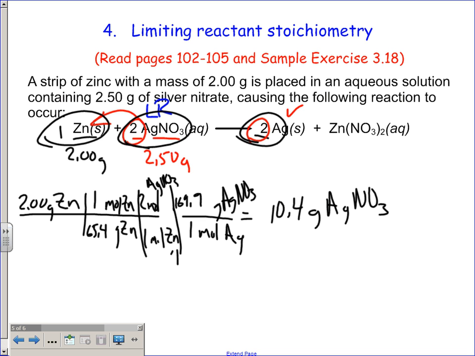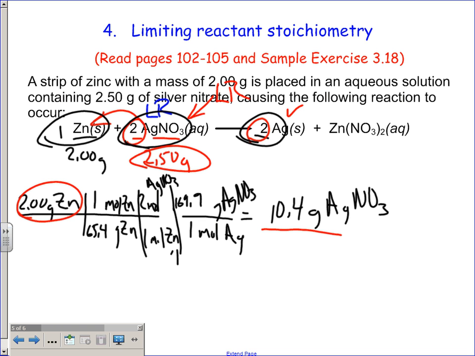Now, at this point, you have to stop and think. This is a different conceptual idea than when we looked at the whole limiting makes less of a certain product. What we're doing is we're saying, if I want to use up all 2.00 grams of zinc, I need to have 10.4 grams of silver nitrate. Do I have that? No. I've only got 2.50 grams. So that's the conceptual way you have to think of this. To use up all of this zinc, I would need that much silver nitrate, and I only have 2.50 grams. So using this method in one math problem, we now know that the limiting reactant is the silver nitrate.